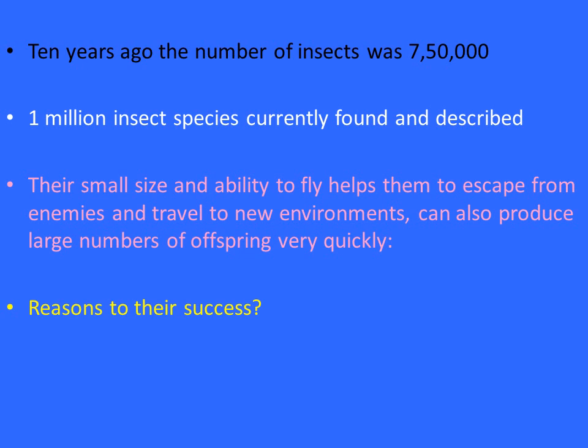Ten years ago, according to the available reports, the number of insects was 7,50,000. And today 1 million insect species are found and described. So this is only data of the found and described species.